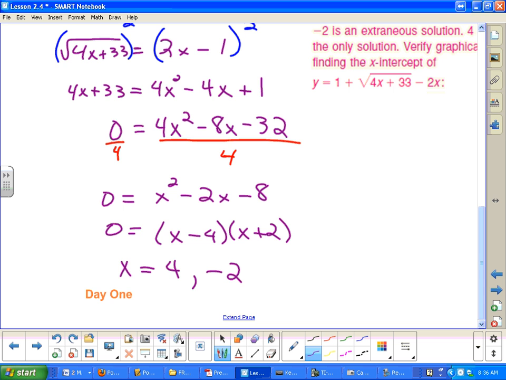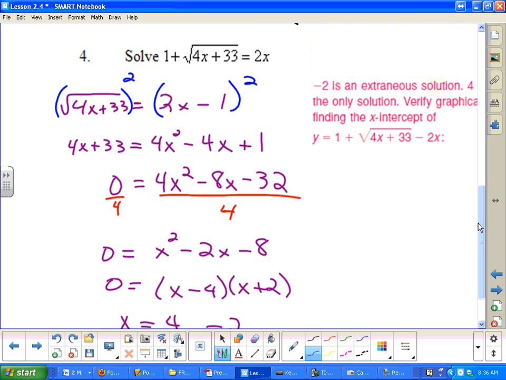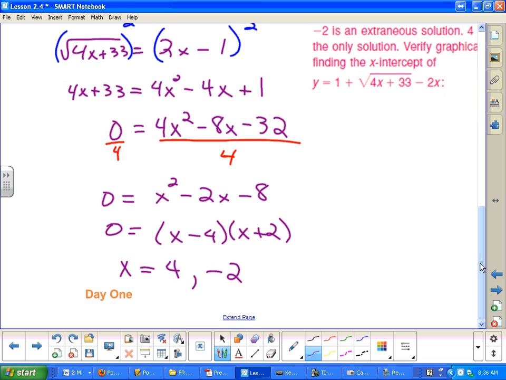And if I go back to the original, if I put negative 2 in there for x, I get a negative number. And 1 plus a square root cannot be a negative number. So negative 2 is extraneous. And my answer is just x equals 4.